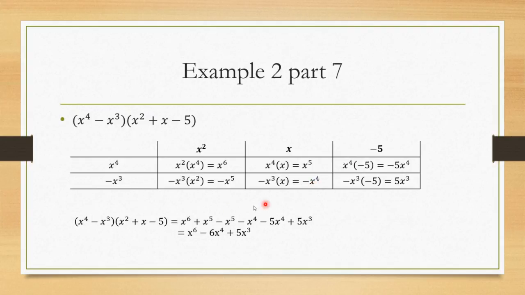So when you're writing out the product, when you're adding up the grid entries, you can see that these terms are like terms, negative x to the 5 and x to the 5, so those are going to cancel. Here, we have negative x to the 4 and minus 5x to the 4. These cancel as well. And we have 5x cubed. You're not always going to get like terms, but sometimes you do. Okay, that's good. So are there any questions about this?